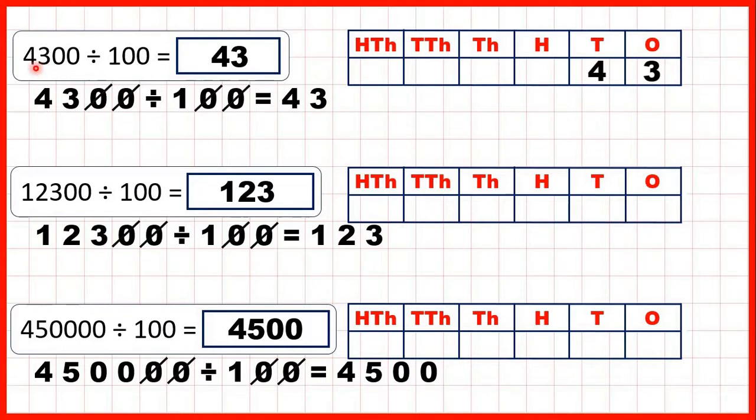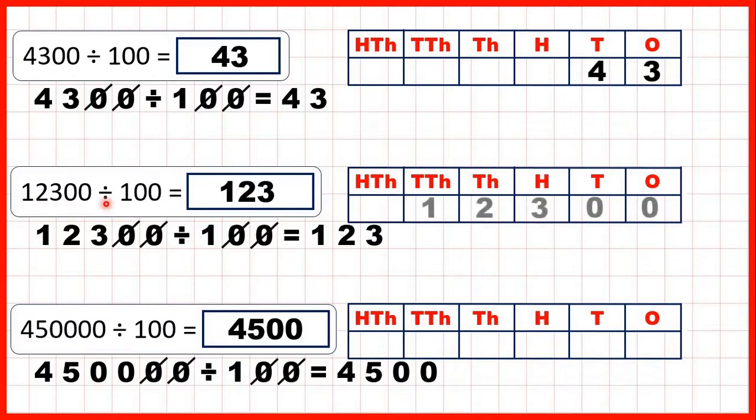If we had, say, 4,310, we wouldn't be able to move a 1 digit off the place value chart. We would have to extend our place value chart into decimals. But where numbers are multiples of 100, where they have 2 zeros on the end, we can just cancel our zeros to get our answer.